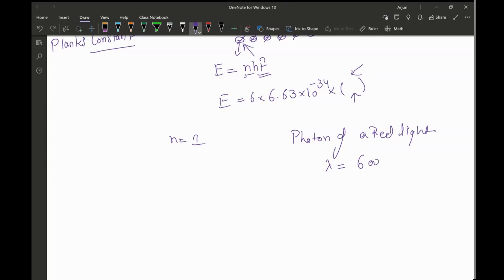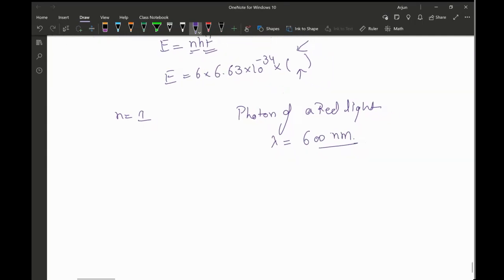Wavelength of 600 nanometer. Now, 1 nanometer is equal to 10 raised to the power negative 9 meters. If you're going to use the book, you will find sometimes the book is using this format, 6.00 times 10 raised to the power negative 7 meters. So don't confuse yourself that I told you it is 10 raised to the power negative 9 and the book is using 10 raised to the power negative 7.